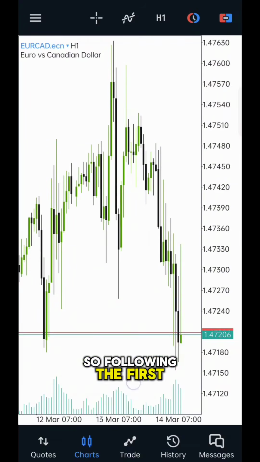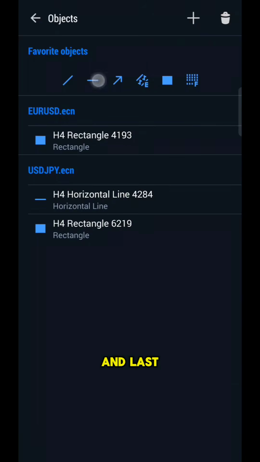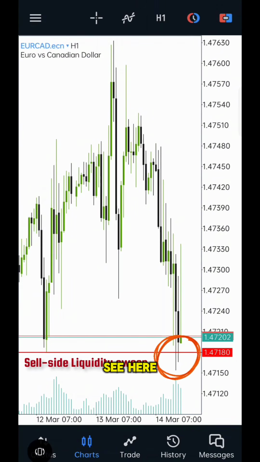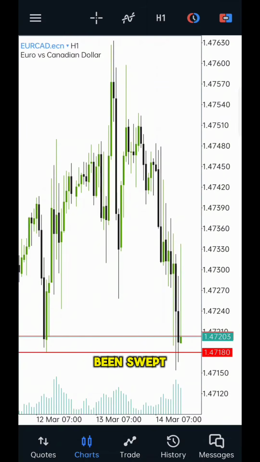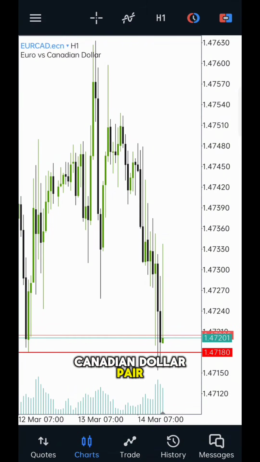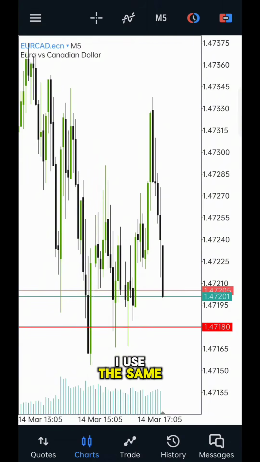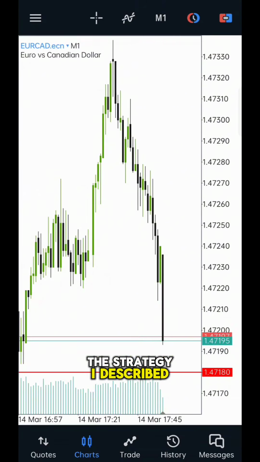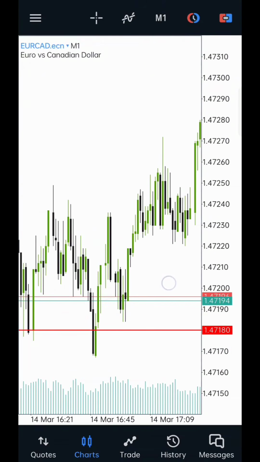So, following the first trade, this is the final and last trade I executed last week. Guys, as you can see here, sell-side liquidity has also been swept away in this euro to Canadian dollar pair. I used the same method with this pair as well. I hope you understand the strategy I described in the first trade.